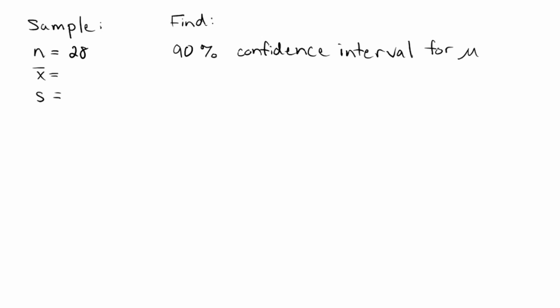For this exercise, we have the number of absences for a sample of 28 statistics tutorials. And based on the data set, we are asked to construct a 90% confidence interval for the mean number of absences per tutorial. Now, the confidence interval for the mean is given by this formula.